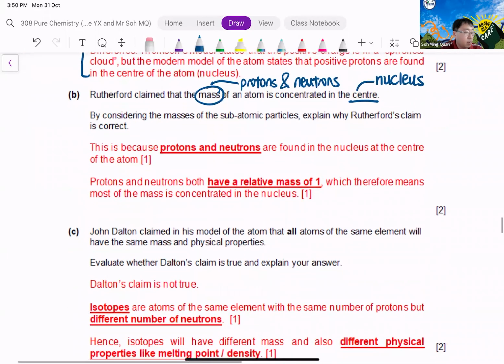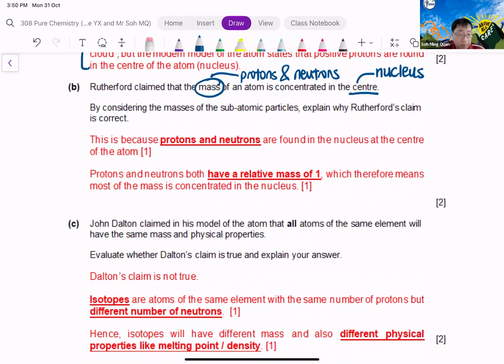Next. Now, part C. Part C is the difficult one, where you need to evaluate. Evaluate means you need to tell me, is it right or wrong? And it means you need to give me evidence. This is the highest level of data-based question, where you need to tell me right or wrong, true or untrue, and give me evidence to support your answer.